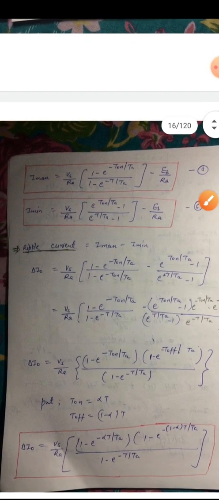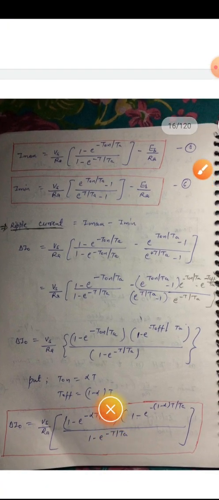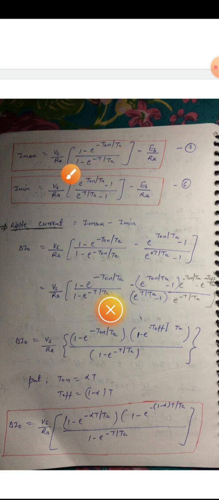So by solving the second and fourth equations, what you get is I max equals Vs by Ra times (1 minus e to the power minus t on by Ta) divided by (1 minus e to the power minus T by Ta), minus Eb by Ra. As for I minimum, you get Vs by Ra times (e to the power t on by Ta minus 1) divided by (e to the power T by Ta minus 1), minus Eb by Ra. It's easy, you can solve it.